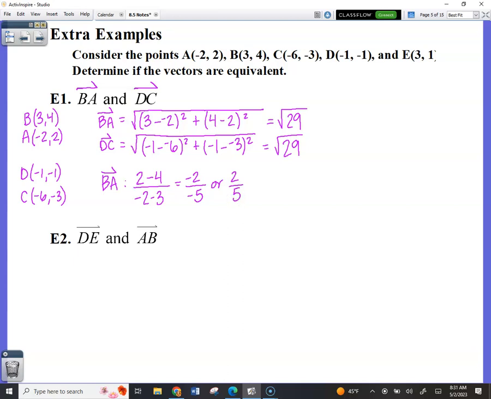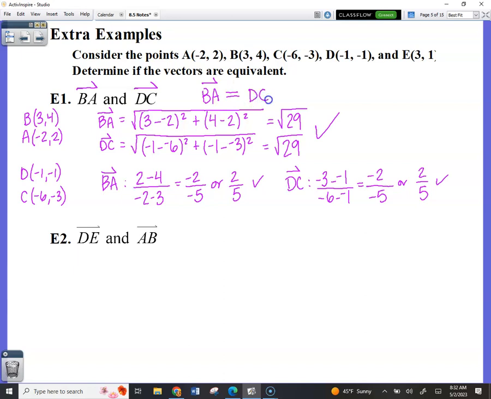So now I'm going to check DC. Y's first, so negative 3 minus negative 1, negative 6 minus negative 1. So that's negative 3 plus 1. You can type this in your calculator if you wanted to. Negative 6 plus 1, which again comes to positive 2/5. So because these checked out and then these checked out, we can say that vector BA is equivalent to vector DC because they have the same magnitude and the same direction.